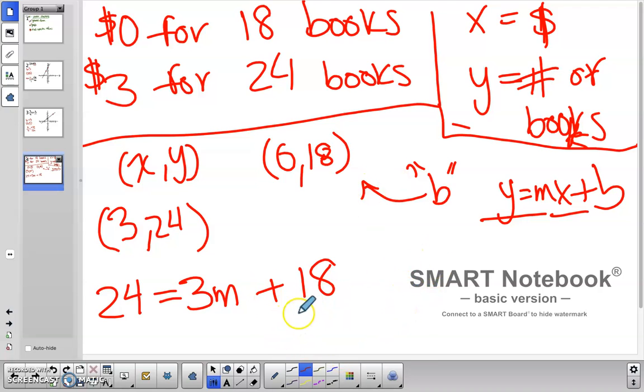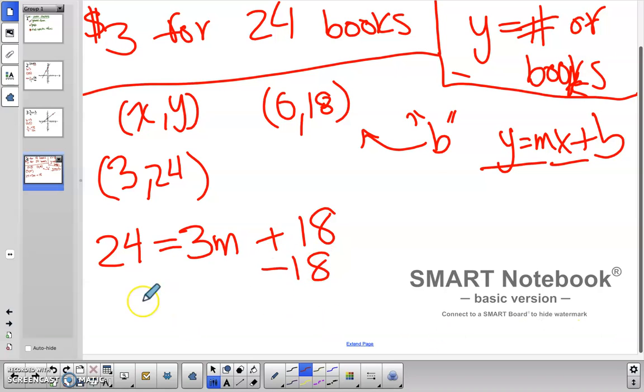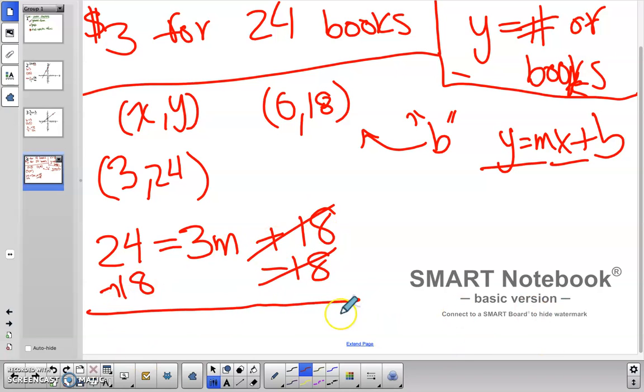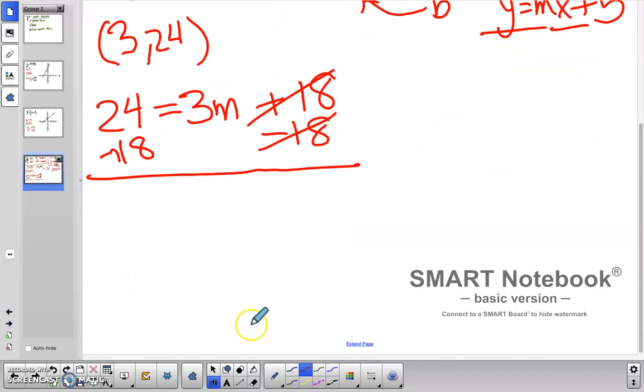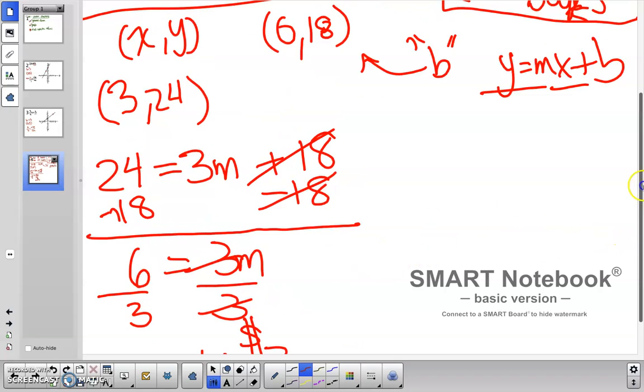So then I'm just going to solve for m. So minus 18 from both sides. Minus 18. That cancels out, and then let me extend this page a bit. Alright, then I'm going to get 6 equals 3m. Divide by 3 to isolate the m. That means m is going to be $2. That means it costs $2 for each book. And that was our slope.